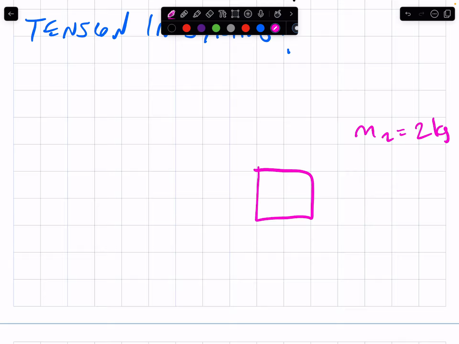Well, there's one thing connected to it, that's a string. And the force in a string is called tension. And the other force acting on it is gravity. That's the force of gravity the Earth exerts on it. And we've talked about this. The force of gravity is equal to mg.